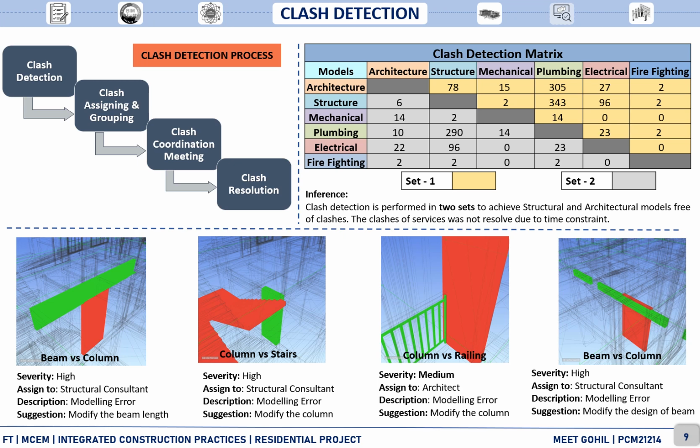Here below we have showcased few of the clashes in the integrated model, where the first one shows a clash between a beam and a column, where a column is integrated into the beam and it is assigned to the structural consultant as it has a higher severity.